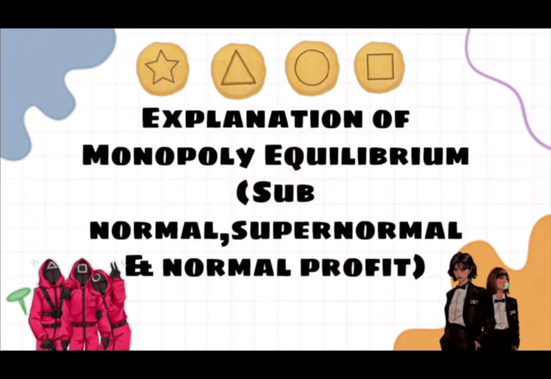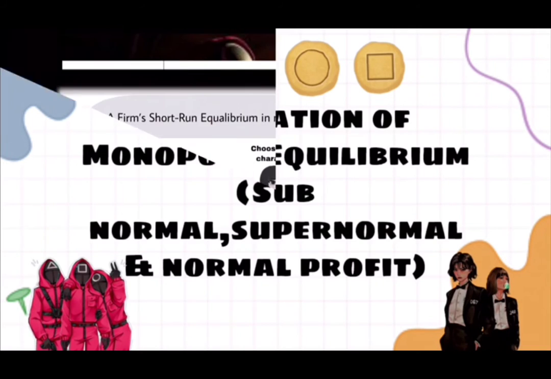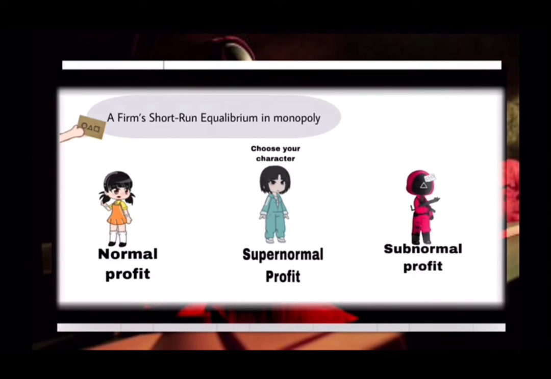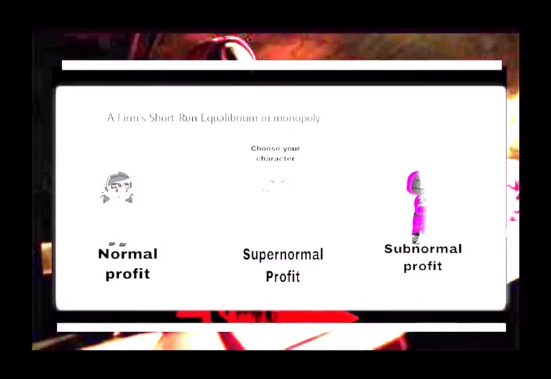You guys must want to know the definition and meaning of equilibrium in monopoly, right? Now let me explain for you guys. Like in perfect competition, there are three possibilities for firm equilibrium in monopoly: normal profit, supernormal profit, and subnormal profit.